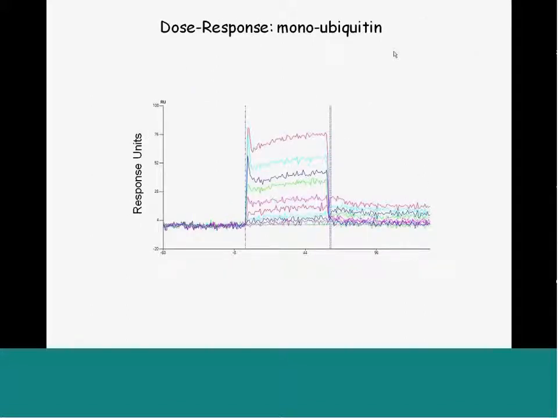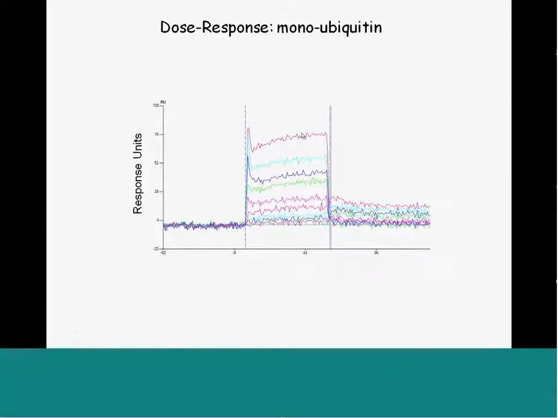So, as I said, we could flow over multiple concentrations of ubiquitin. At any one time, we were just flowing over 5 concentrations, but in one sitting, we could regenerate the chip and flow over up to 15 concentrations if we wanted to. And I think we ended up doing as many as 12 different concentrations. And this is a typical sensorgram after background subtraction.